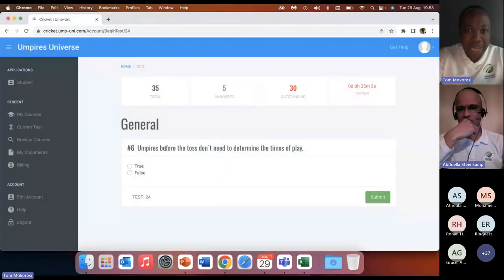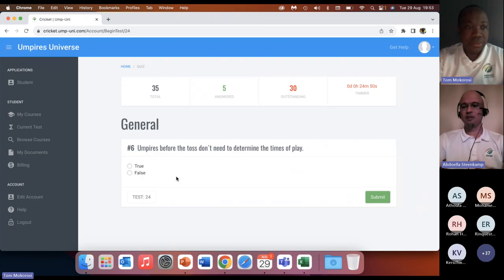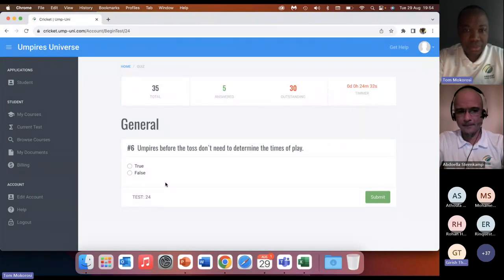Next question. Umpires before the toss do not need to determine the times of play. True or false? Abdullah, next hand, please. I'm looking for a new answer because I'm going to give an opportunity to those who haven't answered before. So next hand raised is Giris Trowade. Can you please unmute your mic and provide us with the answer? Hi. So I think the answer is false. I agree with you, Giris. Umpires do need to determine the times of play at the toss. So I'm submitting false on your behalf.